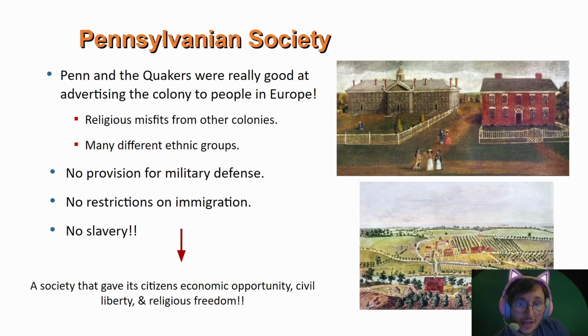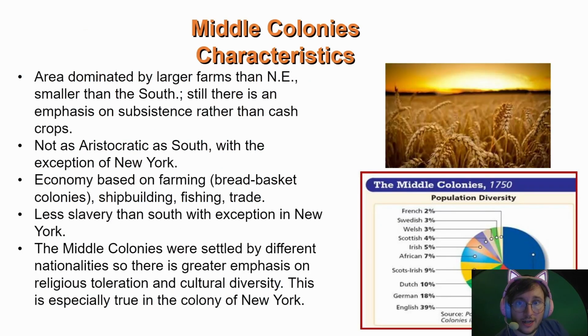Pennsylvania envisioned a society that provided its citizens with economic opportunity, civil liberties, and religious freedom. This vision made Pennsylvania one of the most progressive colonies in British North America. While they did push not to have slavery, slavery again will become a necessary part of any colony in North America.